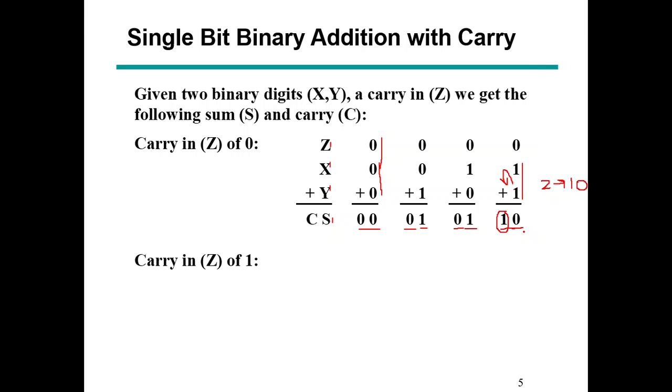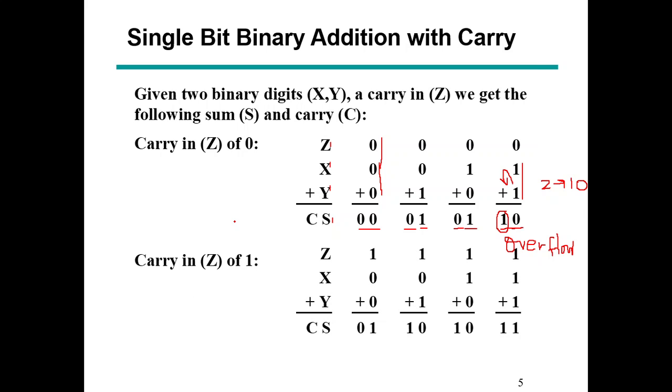Okay, this is what we call overflow. Now the sum cannot be stored in a single bit, so it will overflow. You can call it overflow or the carry. So this is a carry out. Understand?